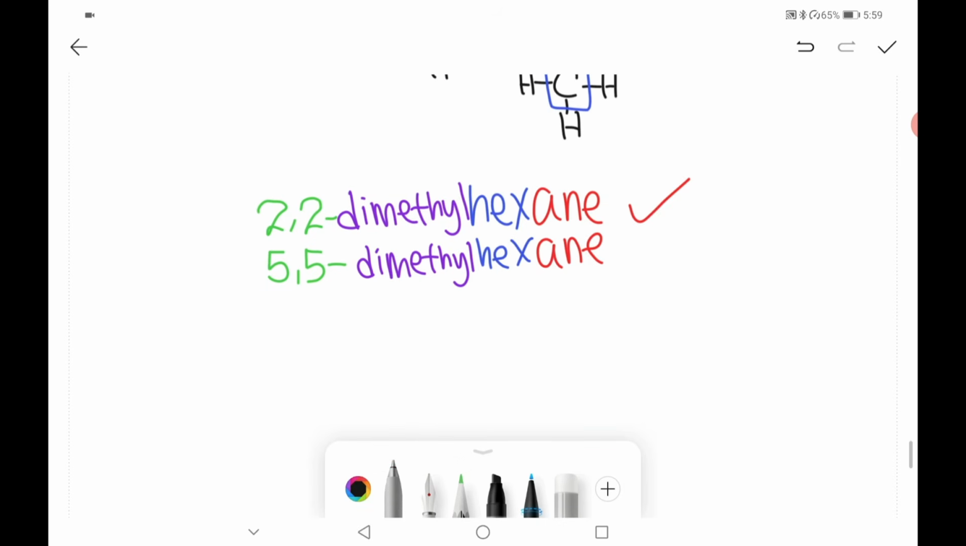So hopefully by now you can see the concept. How are we going to work on the question? As in, how are we going to get the name step by step?